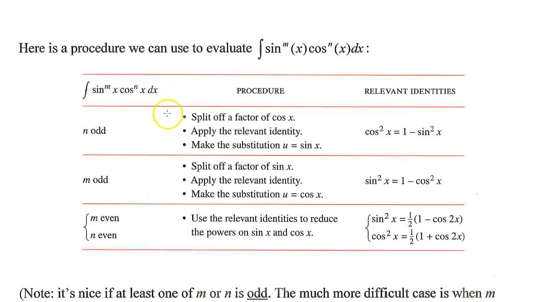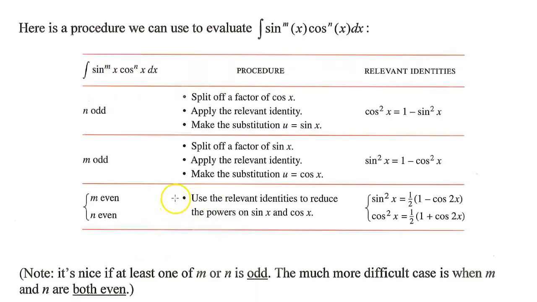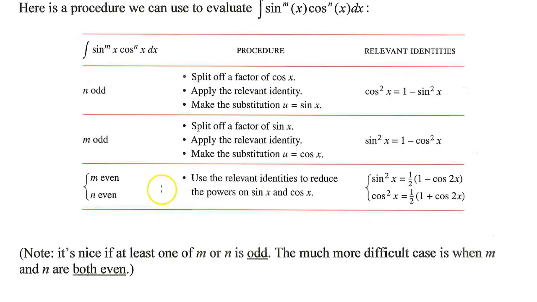Now, if they're both even, it turns out what you have to do is use these identities here to reduce the powers on sine and cosine. So if you have sine to the 10th times cosine to the 8th, that's much harder, and I'm not going to ask you to do that. It's not like it's impossible or anything. It just takes a little bit of work, but I'm not going to ask you to do that. So it's nice if at least one of the powers m or n is odd.